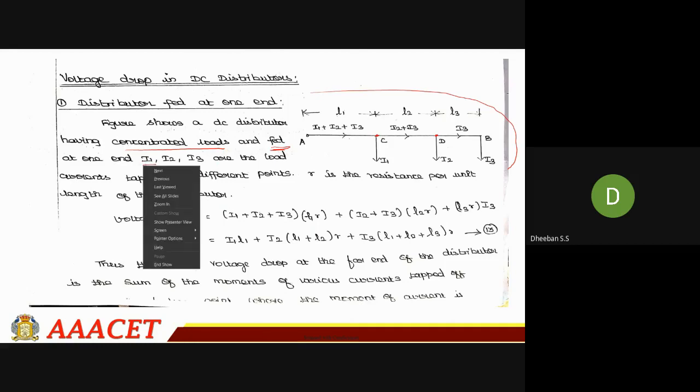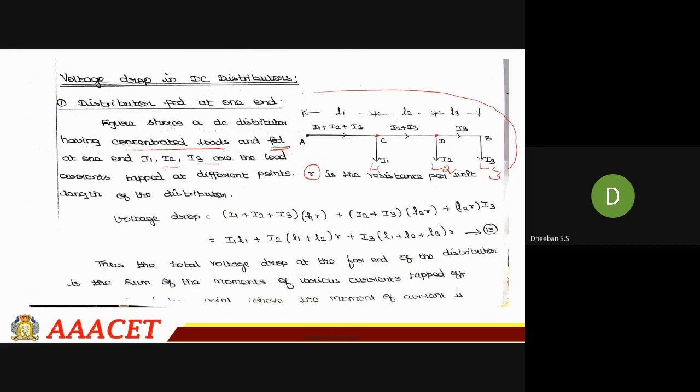The current flow at that end will be I1, I2 and I3, which are your load currents. Here it goes to load 1, here to load 2, and here to load 3, with specific currents I1, I2 and I3. Small r is the resistance per unit length.